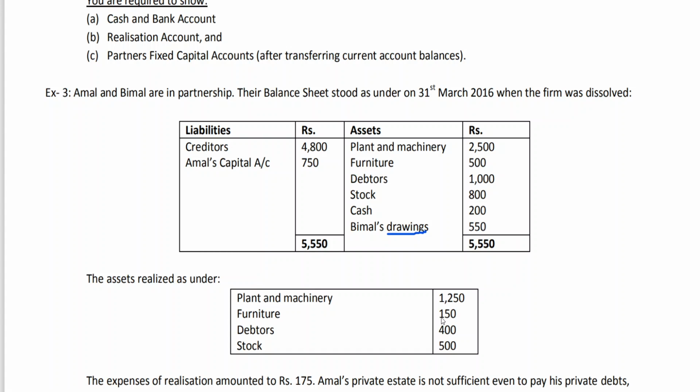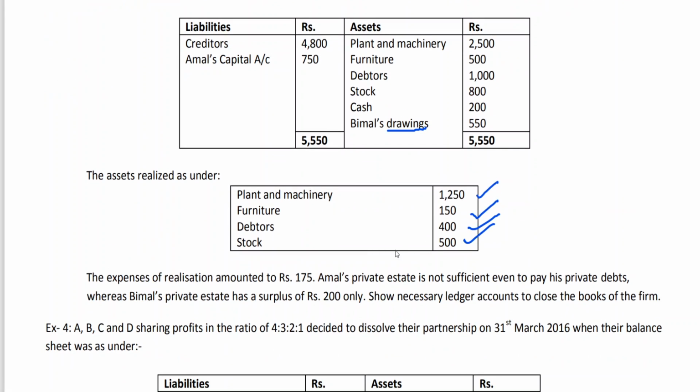Assets realized as under: plant and machinery 1250, furniture 150, debtors 400, stock 500. The expenses of realization amounted to 175 rupees. Amal's private asset is not sufficient even to pay his private debts, whereas Bimal's private assets have a surplus of 200 only. Show the necessary ledger accounts to close the books of the firm.